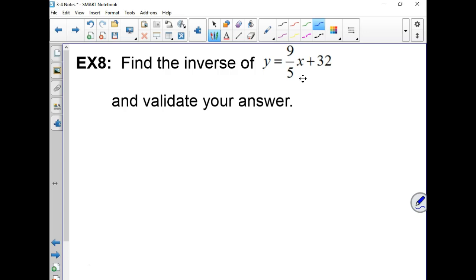So I have this equation, y equals 9/5 x plus 32. So I'm going to find the inverse of this. I'm going to switch the x and the y. So x equals 9/5 y plus 32. Okay, so I could subtract 32 from both sides. So I get x minus 32 equals 9/5 y.